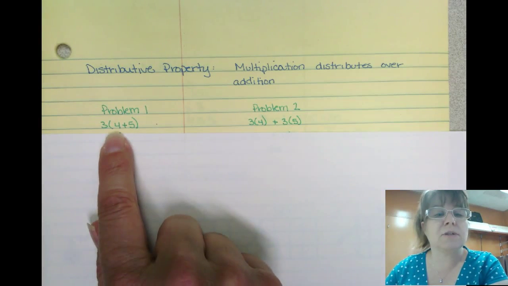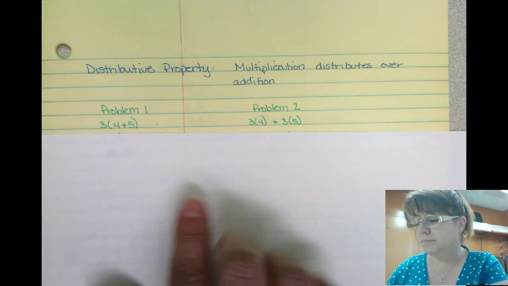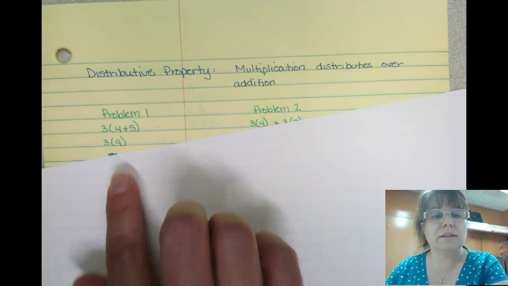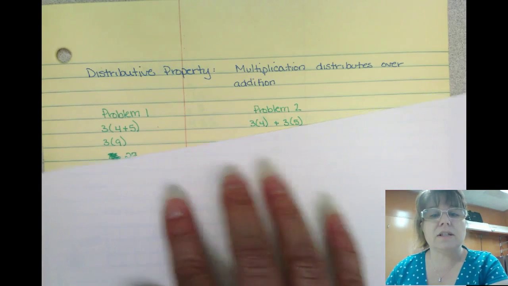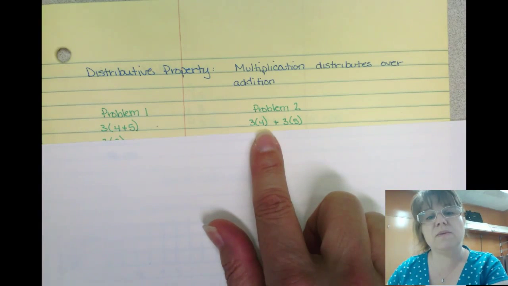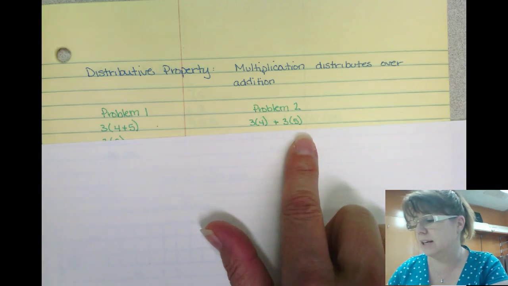3 times the quantity 4 plus 5, we do what's in the parentheses first, which is 3 times 9, and then 3 times 9 is 27. So let's go back over to problem 2 and see if we get the same thing. 3 times 4 is 12, plus 3 times 5 is 15.